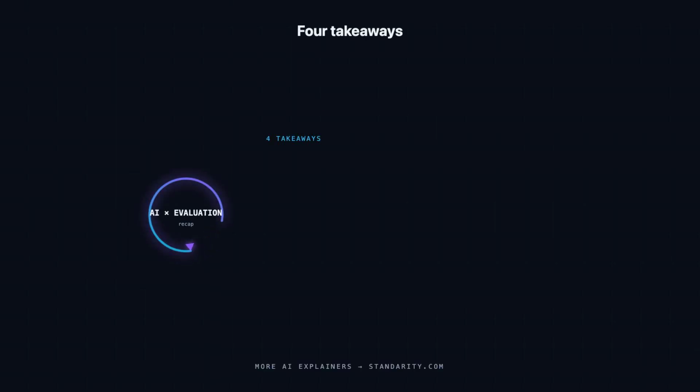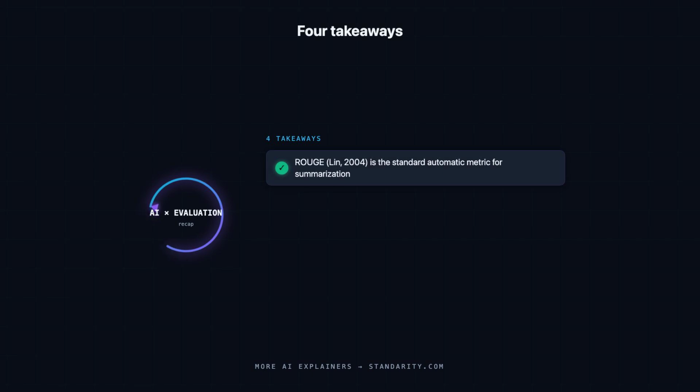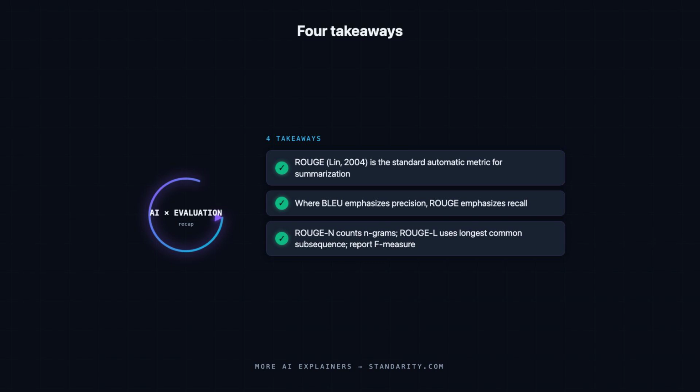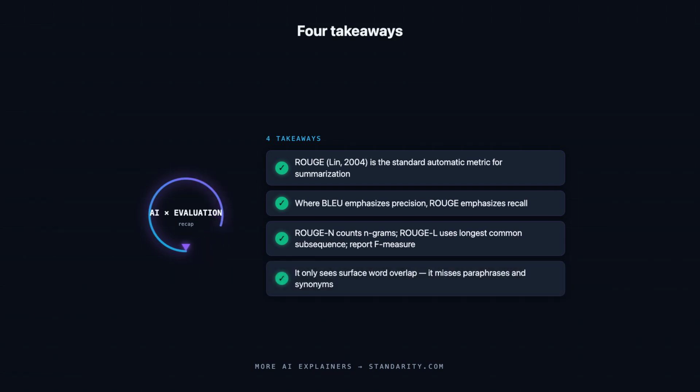All right, let's pull it all together. Rouge, introduced by Chin-Yew Lin in 2004, is the standard automatic metric for evaluating summarization. Where BLEU emphasizes precision for translation, Rouge emphasizes recall, how much reference content the summary captured. Under the hood, Rouge N counts overlapping n-grams and Rouge L uses the longest common subsequence, with papers reporting the F measure. Just remember it only sees surface word overlap, so it misses paraphrases.